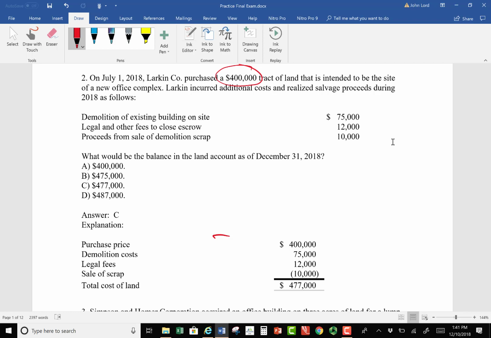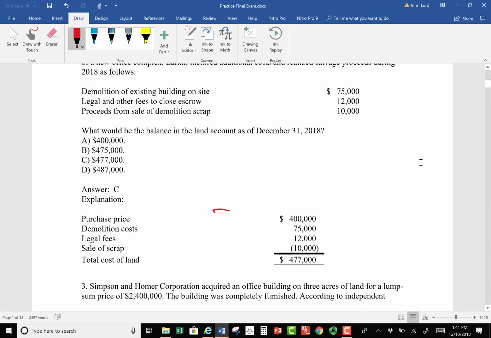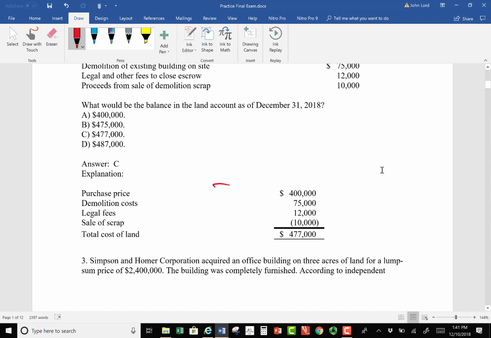Legal and other fees to close escrow, yes. Any legal fees, anything you have to incur, property title insurance, you may see that, where they search to see if there's a lien against the property or something. Any cost that you incur to take a piece of property free and clear of title and get it ready for its intended use is part of the cost of that. So yes, proceeds from the demolition of the scrap come off the cost, because we're going to get that money back. And so the answer is 477.